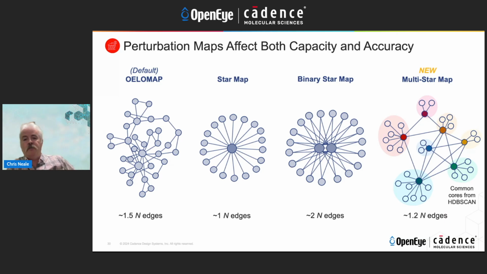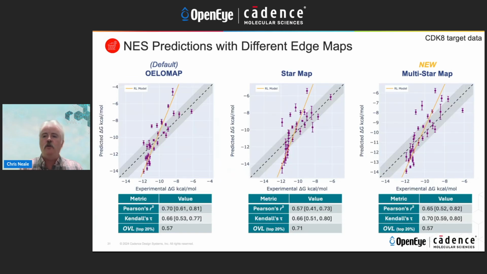We also offer the binary star map, and we're introducing now a multi-star map, which is conceptually like a star map, but it starts by clustering the ligands, which if you have very disparate chemistries within your ligand sets, it'll automatically cluster them. And what this does is it reduces the number of very dramatic alchemical changes that one would attempt in NES. So I can compare those 3 methods here.